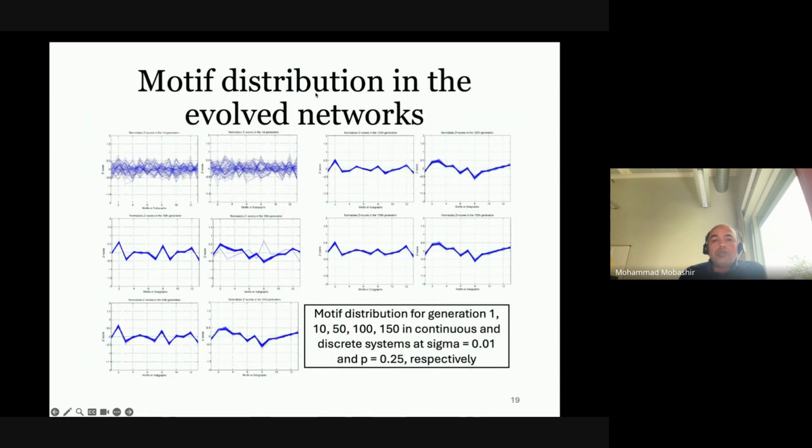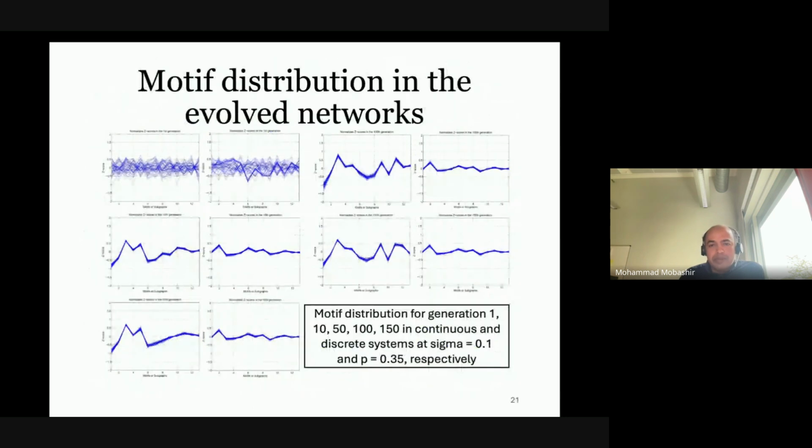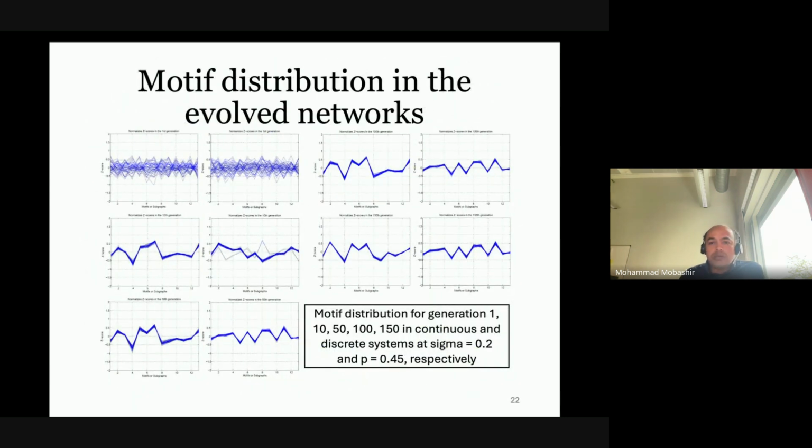Now, this is the same thing, but we enter into the Boolean system. The networks evolved by a Boolean system, and the results remain the same irrespective of continuous or Boolean systems. They follow the same trend.